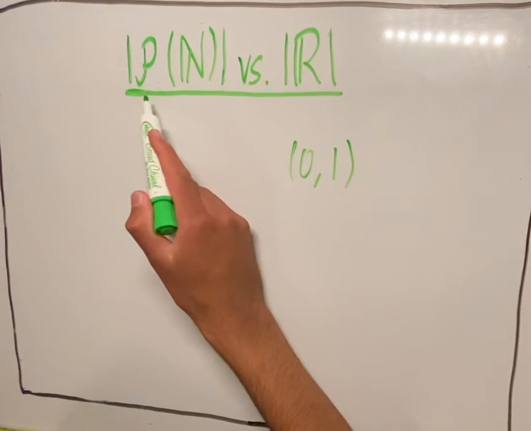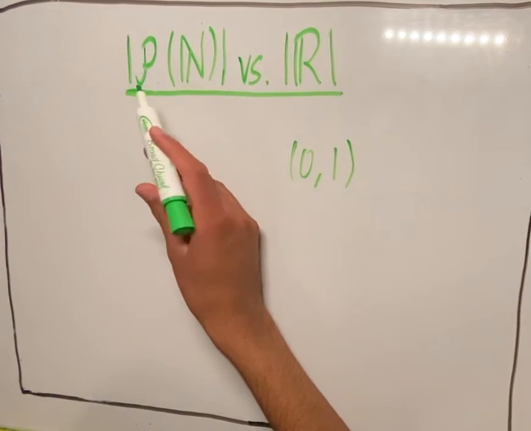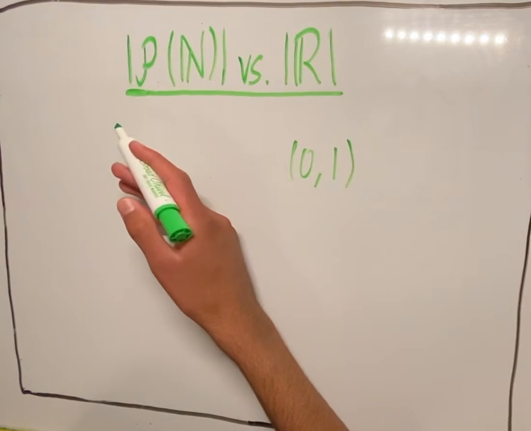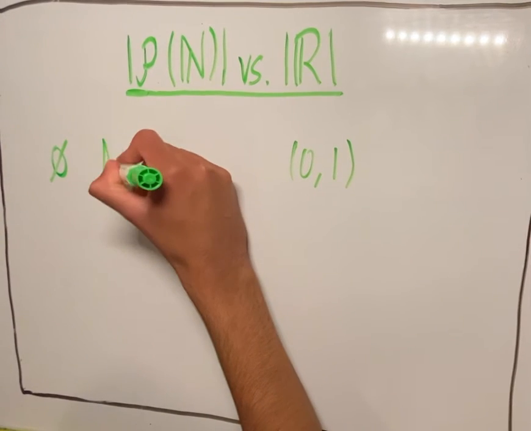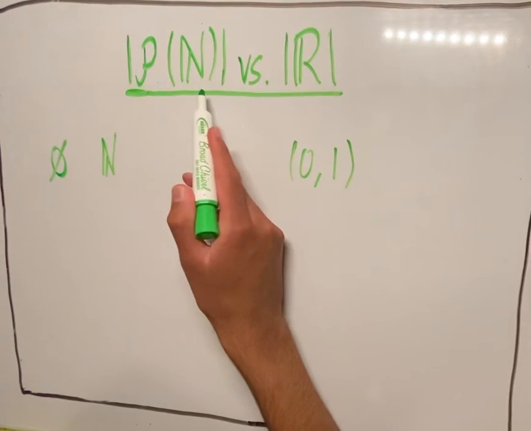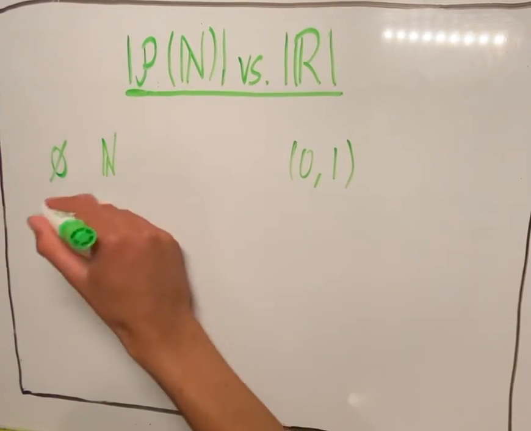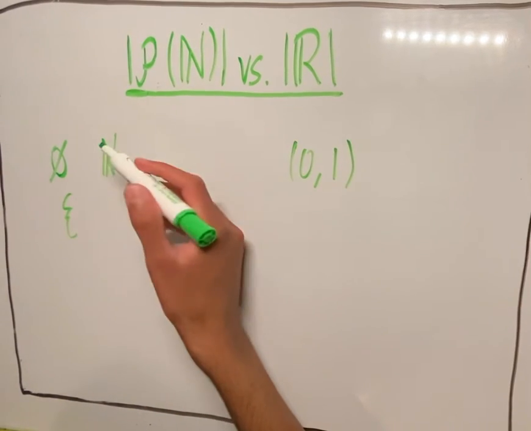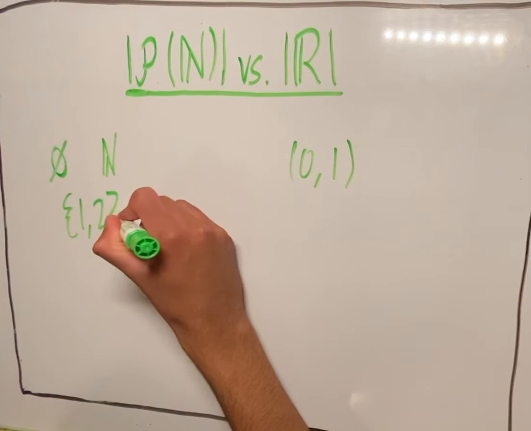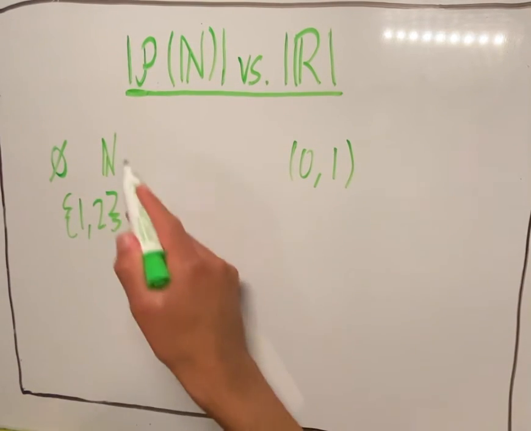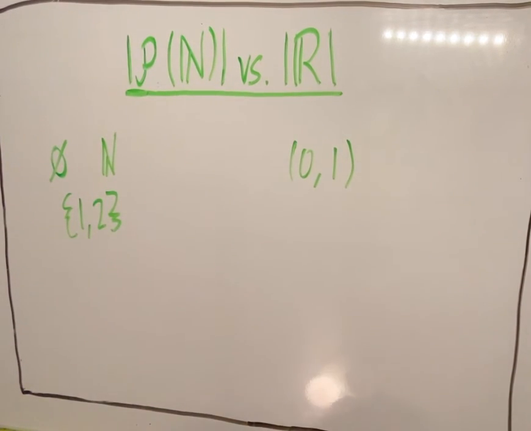And recall that the elements of the power set of the naturals are subsets of the natural numbers. So the empty set is one subset of the naturals. The entire set of natural numbers is also a subset of the naturals. Then any set containing any number of natural numbers is also a subset of the naturals. So these are all elements of the power set of the naturals.